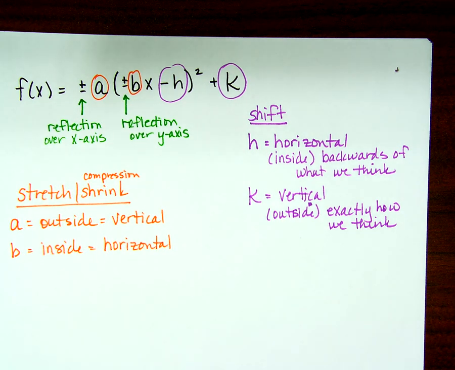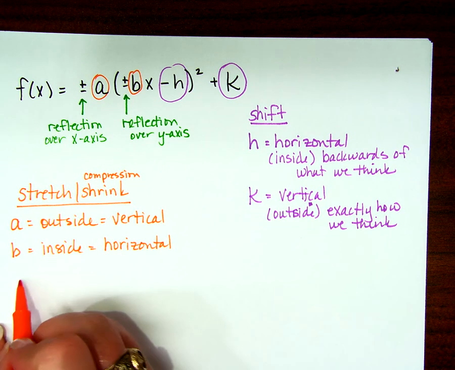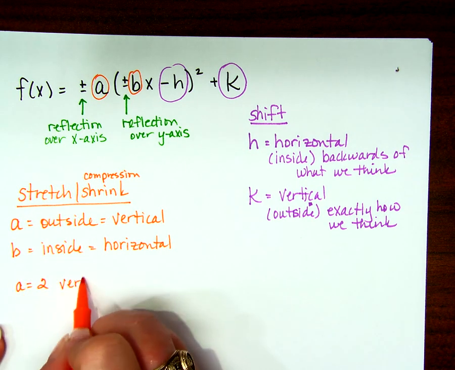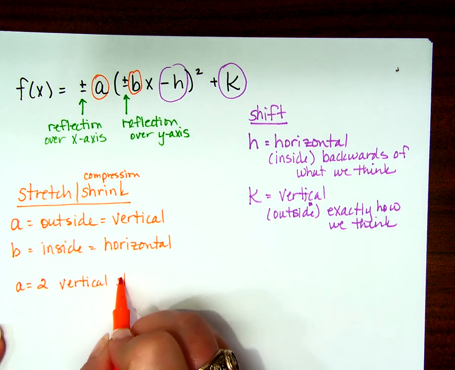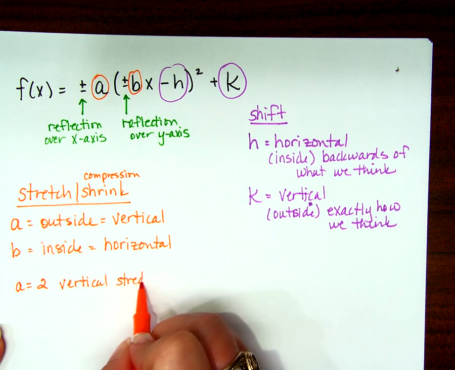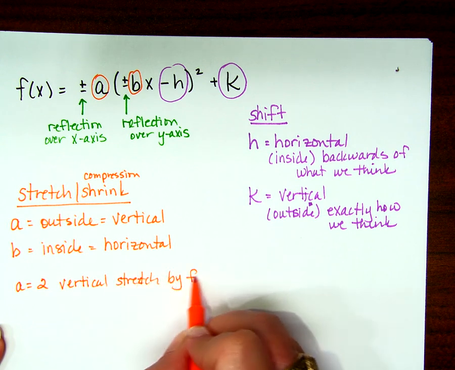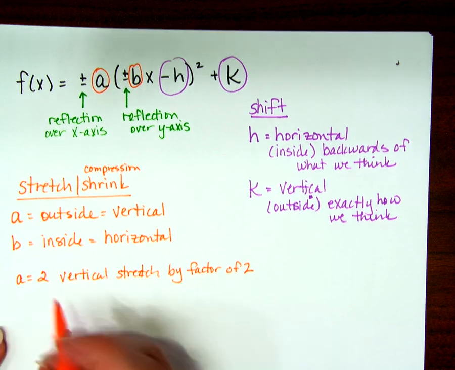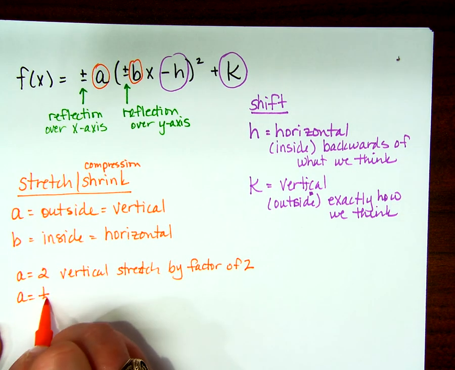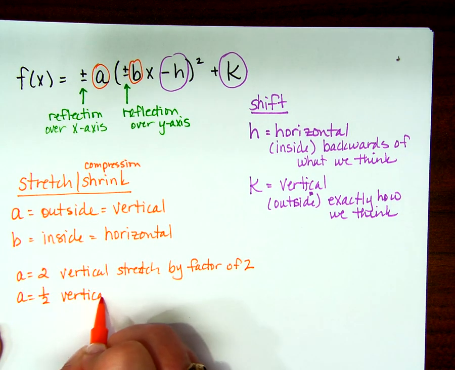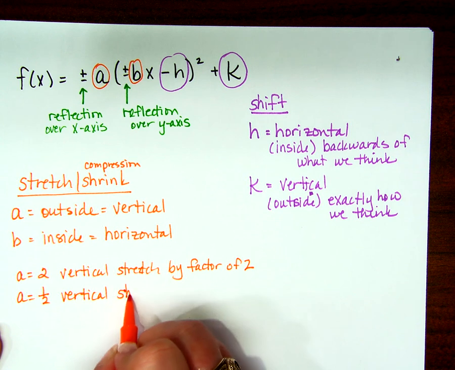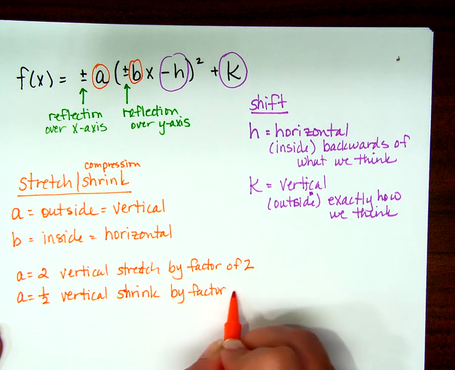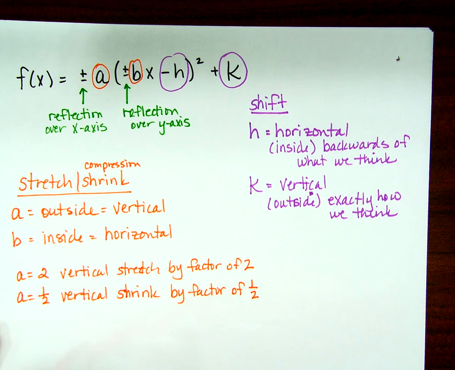Okay, so let's think about this. If a is 2, that's causing a vertical stretch, S-T-R-E-T-C-H, by a factor of 2. If a is 1/2, it's causing a vertical shrink by a factor of 1/2.